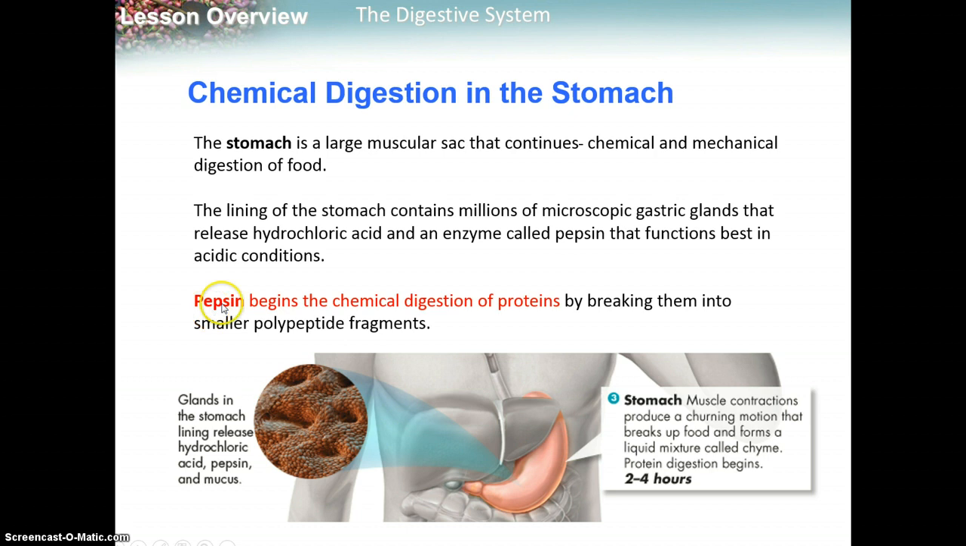Pepsin is responsible for helping to start the chemical breakdown of proteins. So pepsin will only work with proteins. Hydrochloric acid can work with pretty much generally all the different foods that are in your stomach to just break it down, but pepsin is responsible for proteins. So it's going to break them down into smaller polypeptide fragments, get them closer to being smaller chains of amino acids.